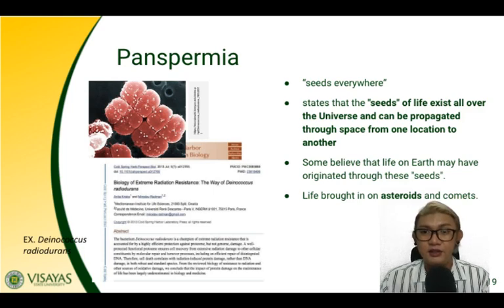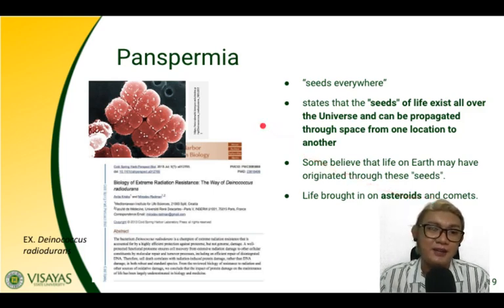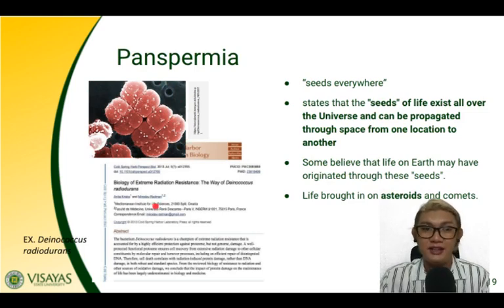Now, a very good example of an organism that may have come from space is the bacteria called Deinococcus radiodurans. This is a highly radiation-resistant bacteria. This bacteria could tolerate or resist extreme radiation that is only present in space. So this could possibly be the link or evidence of that theory.